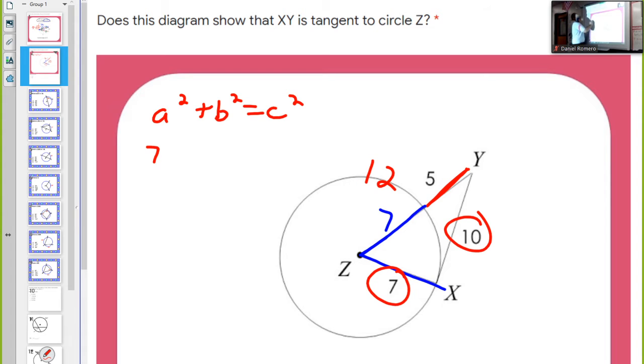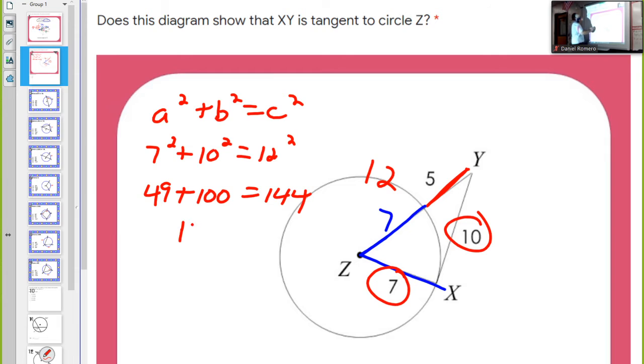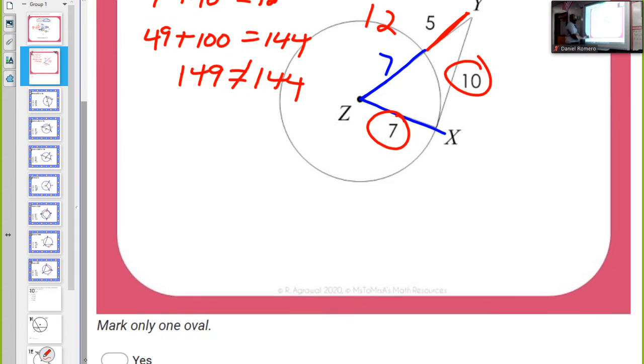So we have to say 7 squared plus 10 squared would have to be equal to 12 squared. This is 49. This is 100. This is 144. Is 149 equal to 144? No. I can actually remember doing something just like this. So the answer there would have been no. These are the exact same problems you're going to see on the retake. It's the same problems you saw yesterday. It's the same problems that are going to be on the retake.